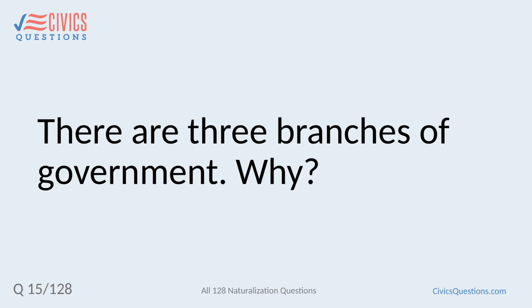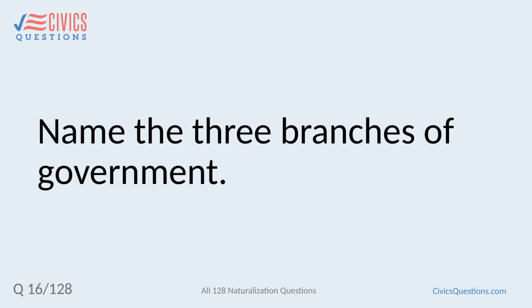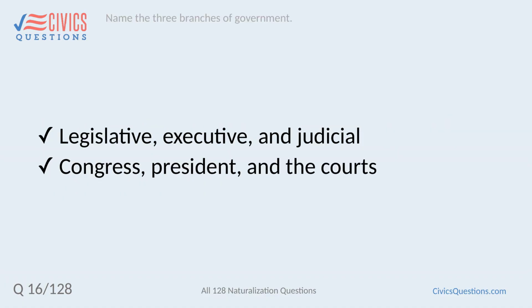There are three branches of government. Why? So one part does not become too powerful. Checks and balances. Separation of powers. Name the three branches of government. Legislative, executive, and judicial. Congress, President, and the courts.